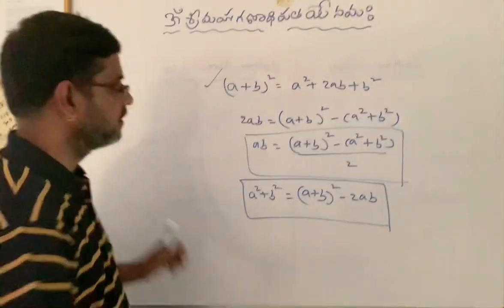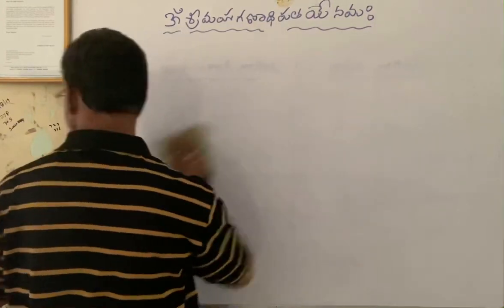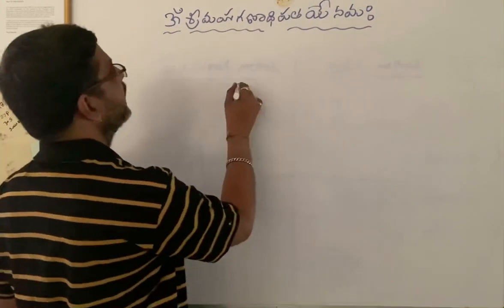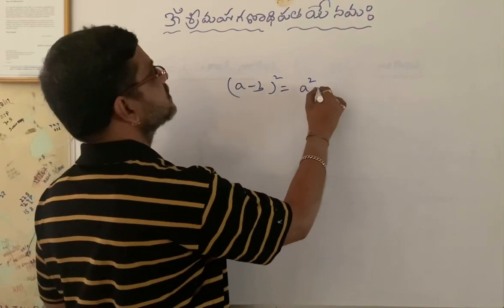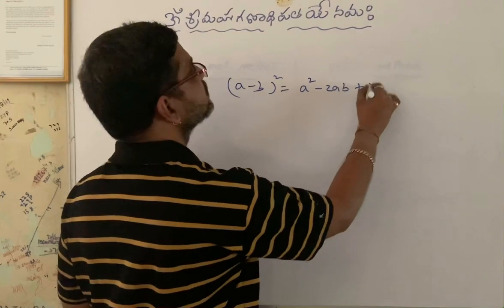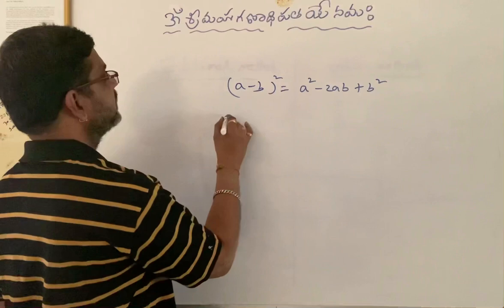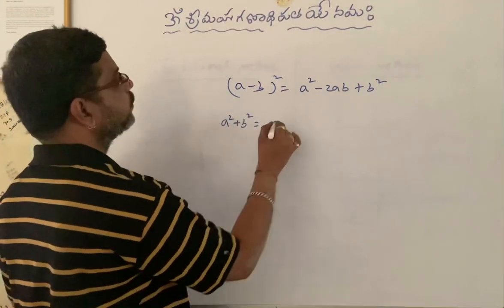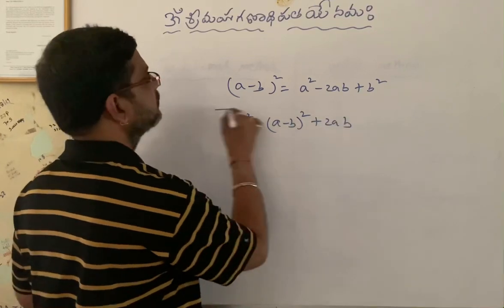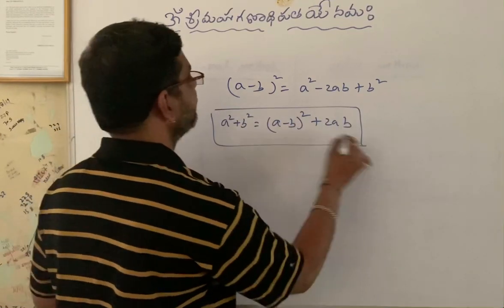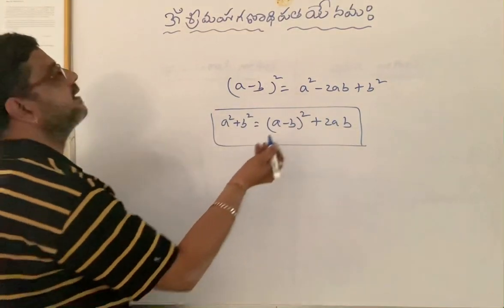Let us consider one more: (a minus b) whole square. We know that (a minus b) whole square is a square minus 2ab plus b square. So from this we can write a square plus b square is equal to (a minus b) whole square plus 2ab. This is one formula. When we know the a minus b value and the ab value, we can calculate the a square plus b square value.